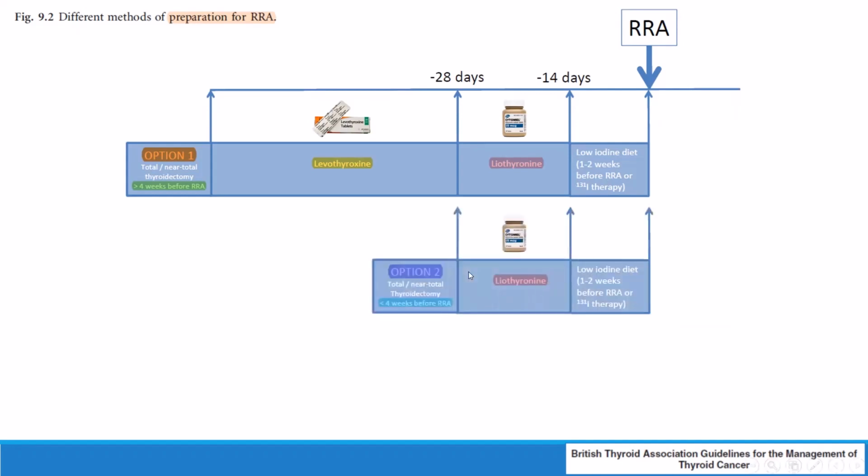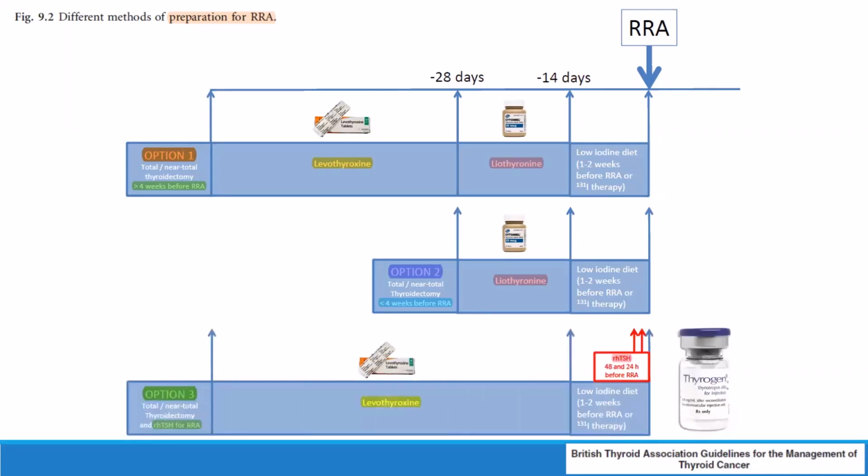Another option, if the patient has already had the operation less than 4 weeks before radioiodine remnant ablation: in this situation, the patient can receive Cytomel, liothyronine, immediately after operation, and we should stop it 2 weeks before remnant ablation. Also, the patient should be put on a low iodine diet 1 to 2 weeks before radioiodine remnant ablation.